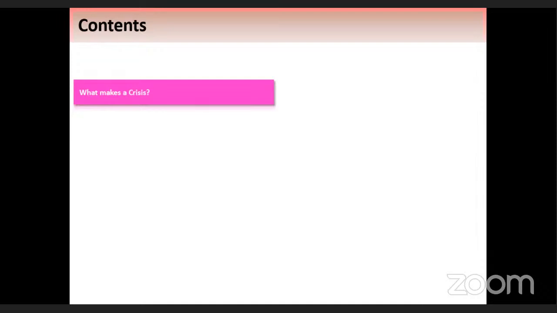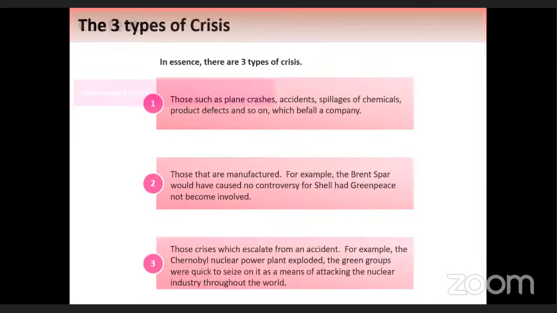So, what makes a crisis? There are three types of crisis.